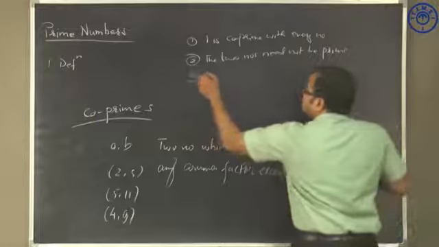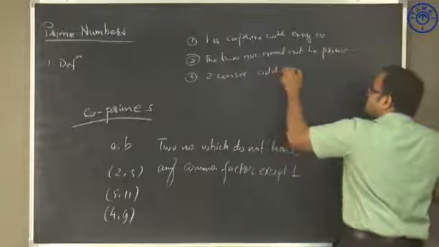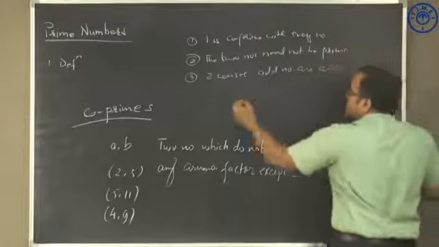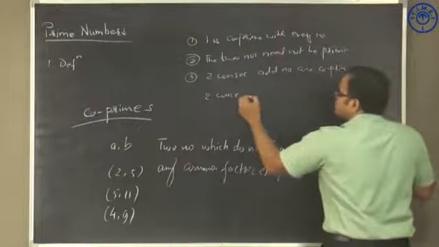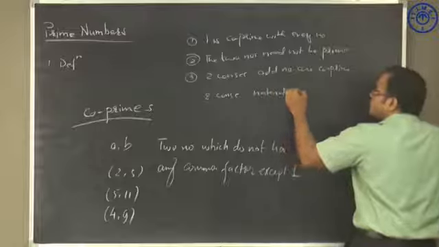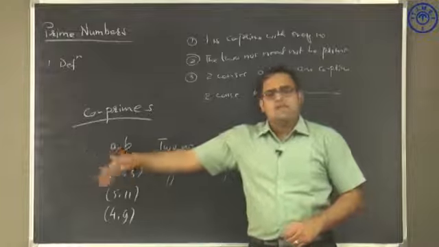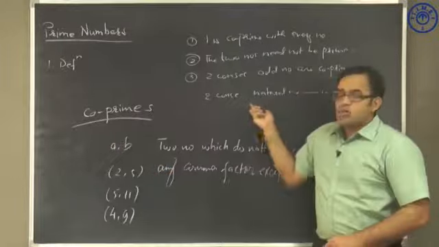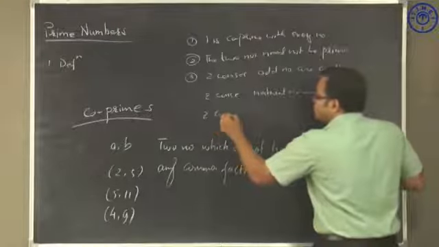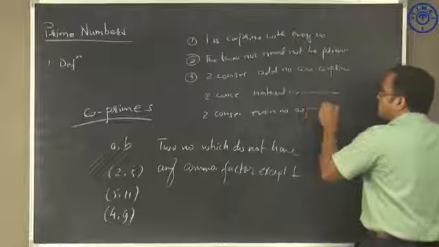Number three, two consecutive odd numbers are co-prime. Similarly, two consecutive natural numbers are also co-prime. If I take 2, 3, 3, 4, 5, 6, 7, 8, 15, 16, 91, 92, whenever I take two consecutive natural numbers, they would also be co-prime. On the contrary, two consecutive even numbers are not co-prime.